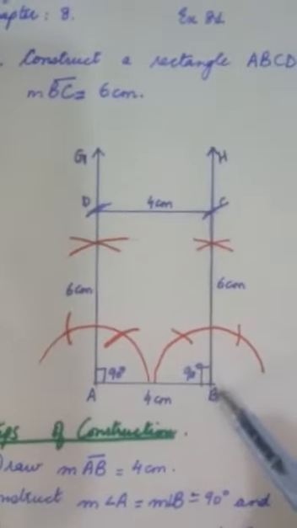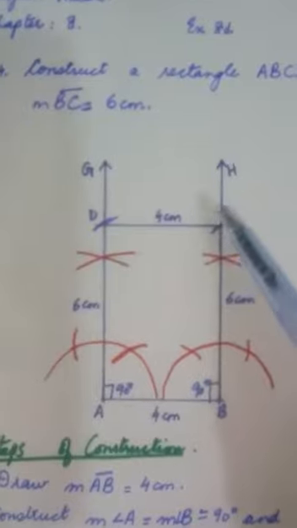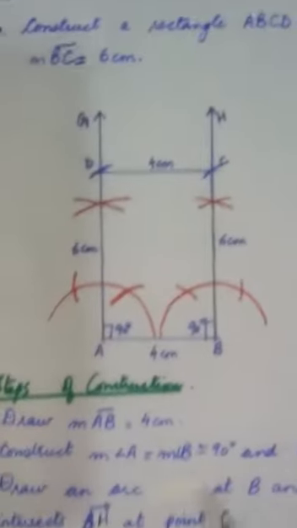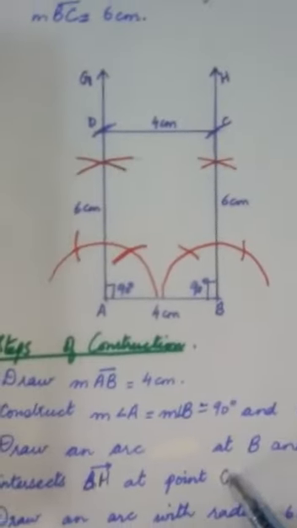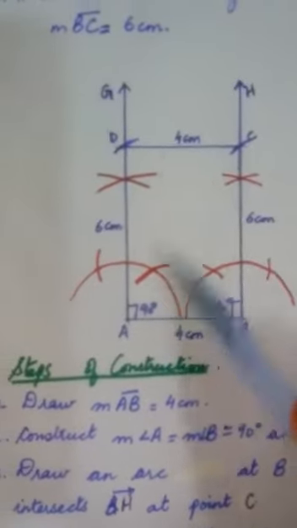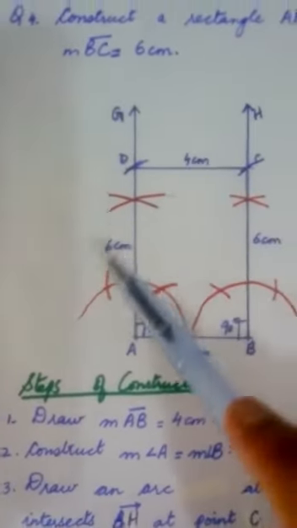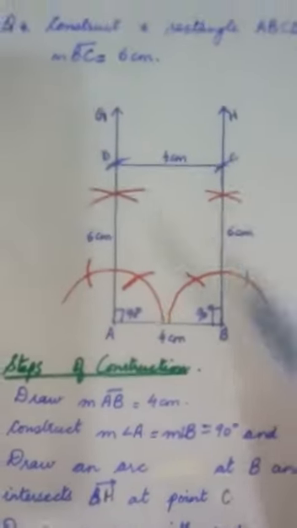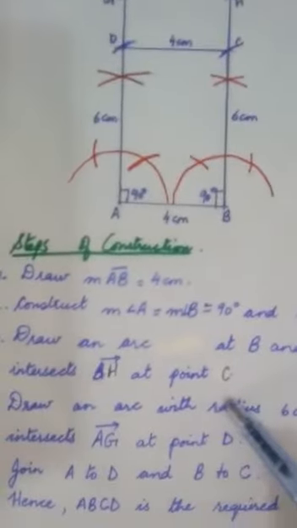So after marking it, you join point C with point D, and in this way you write the measurements also. 4 centimeter, this should be equal to 4 centimeter, and here the opposite side 6 centimeter each. Now I will read the steps of construction.